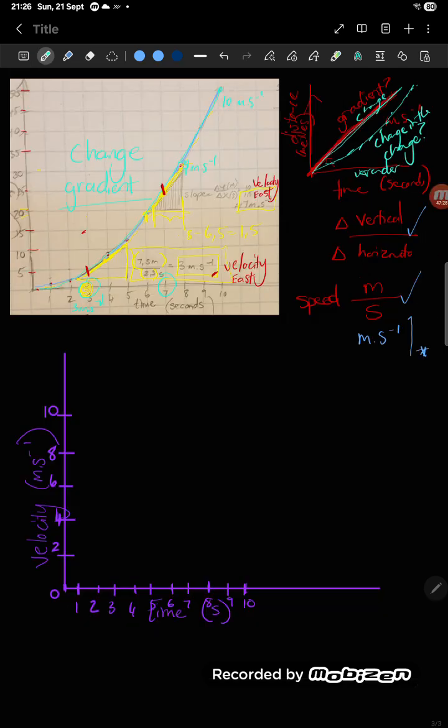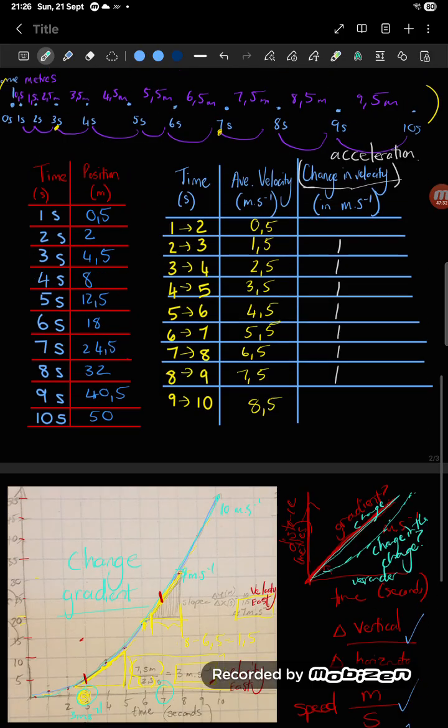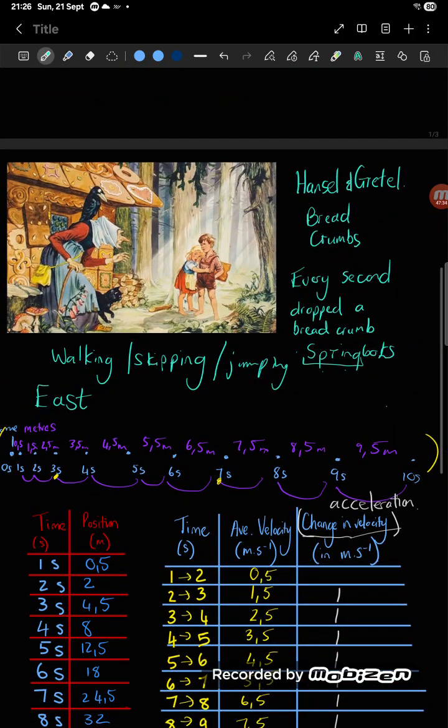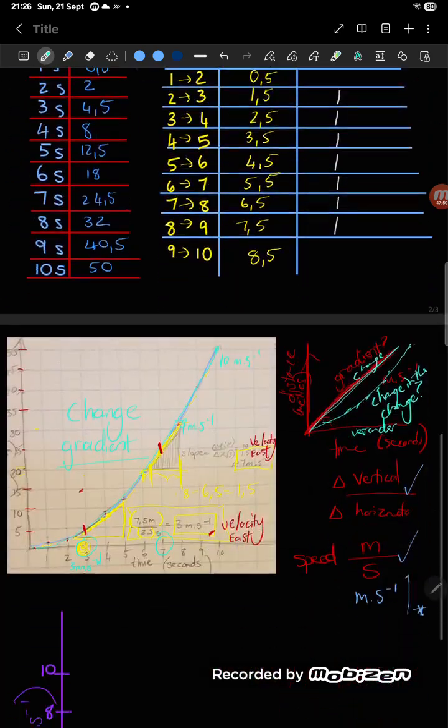Okay, so what if I draw a velocity time graph of Hansel and Gretel's ticker tape timer, or their breadcrumbs that they left? So the distance is changing, which becomes the velocity, and the average velocity changes at the same rate, which becomes acceleration. But how do I draw this?